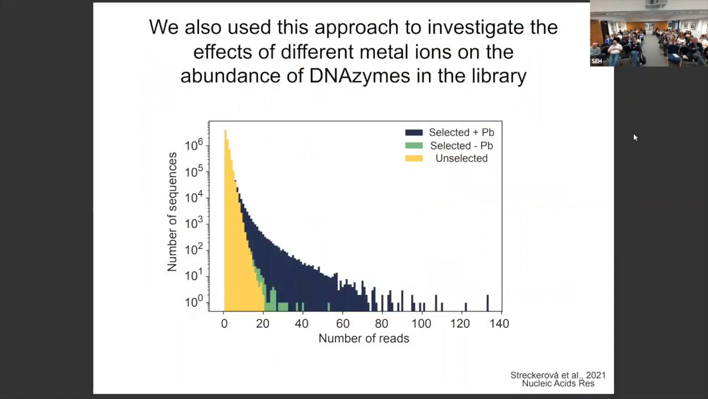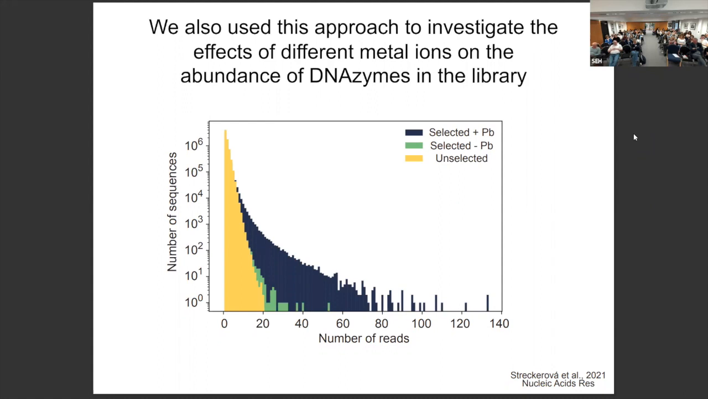So because this protocol is quite simple compared to conventional selections, it also makes it possible to address questions that perhaps aren't so easy to answer otherwise. So one important question when you're performing an artificial evolution experiment is what metal ions should be in the buffer. So these metal ions are needed to shield the negatively charged phosphates during folding, but they can also play catalytic roles. So people know that this is an important question, but usually you can't really look at this systematically. In this case, we were able to look at this question experimentally.